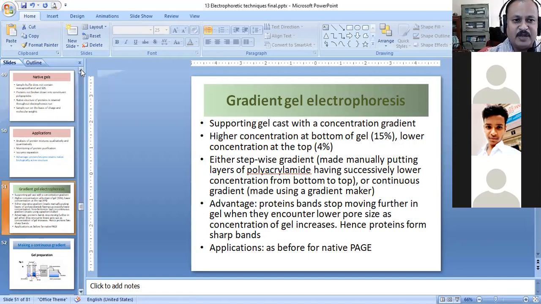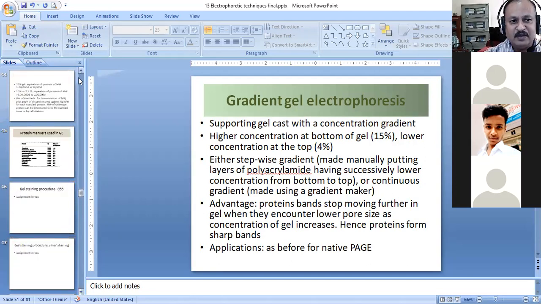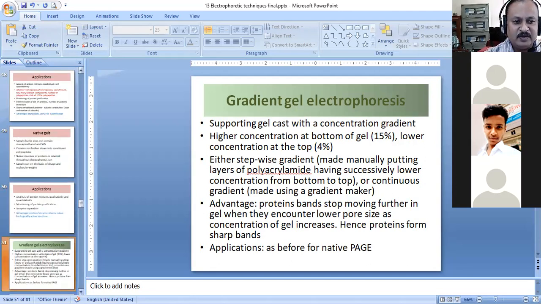You had asked us the advantages of gradient electrophoresis at the last. Okay, how did we start? Did I start with gradient or did I start earlier than that? 2D, sir. It started with 2D electrophoresis.